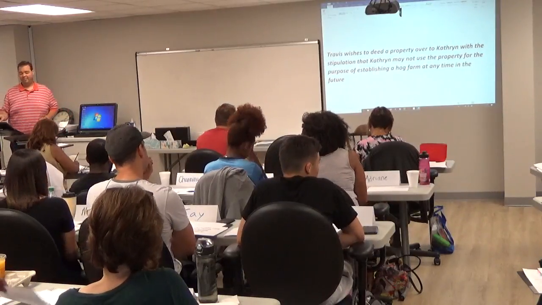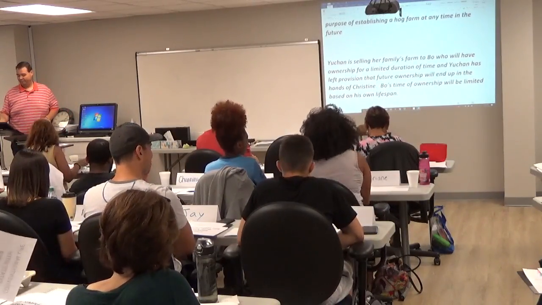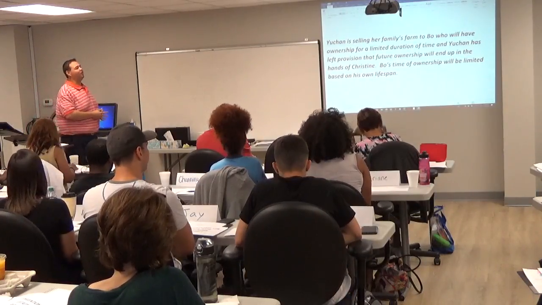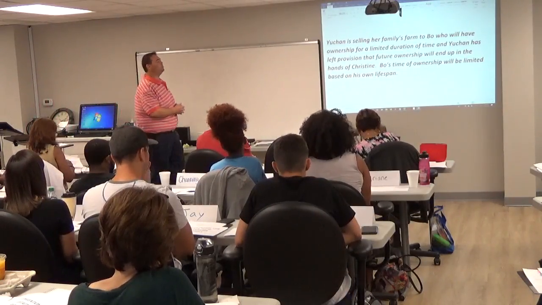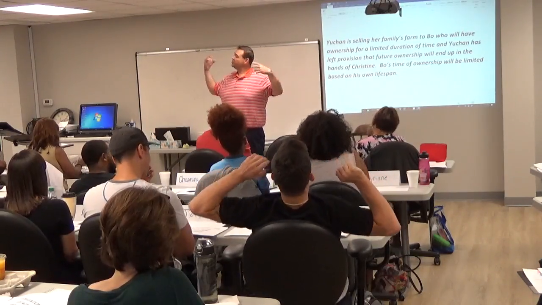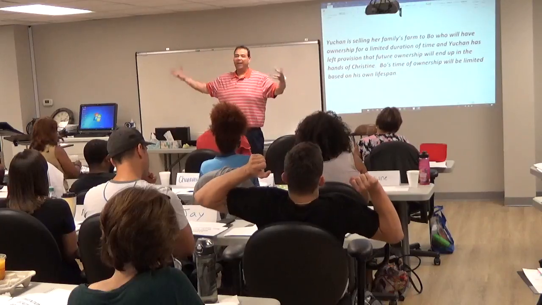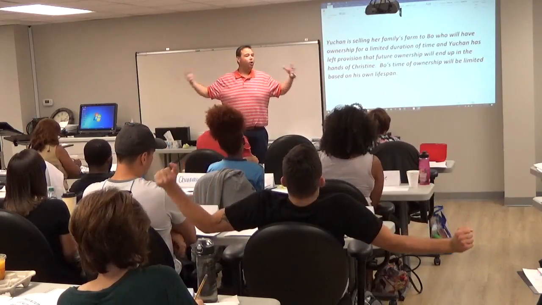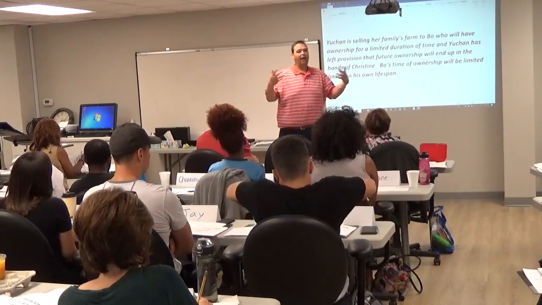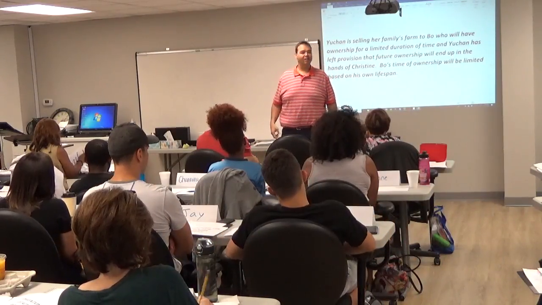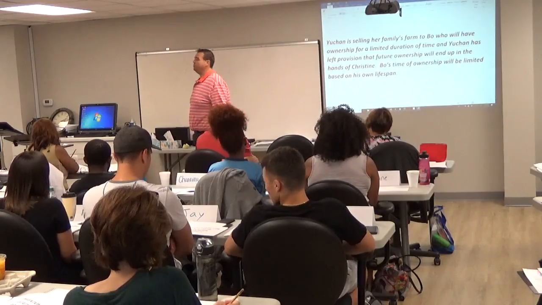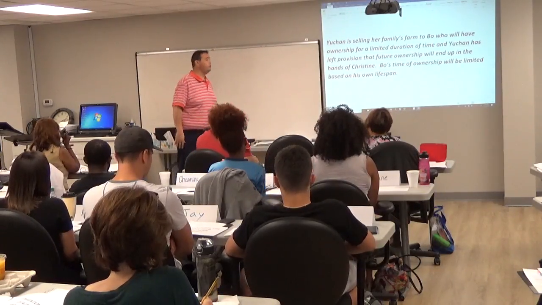Okay? Wind down. Uchine is selling her family's farm to Bo, who will have ownership for a limited duration of time. That should jump out at you in red flashing letters right now, right? Right away, is the grantor limiting something? Yes, time. So what are we talking about? Some type of life estate. This is a life estate because it's limited time, and that's the only thing that limits time.